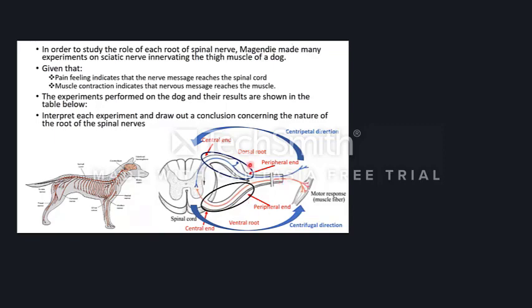Also, before I start interpreting the results of the experiment, I want you to know that pain feeling indicates that the nerve message reaches the spinal cord. So look guys, when I say pain feeling, when the dog feels pain, this means that the message reaches the spinal cord. And when we have muscle contraction, this indicates that the nervous message reaches the muscle. If there is pain feeling, this means that the nerve message reaches the spinal cord.